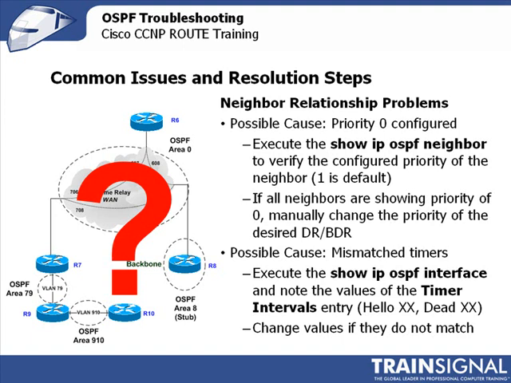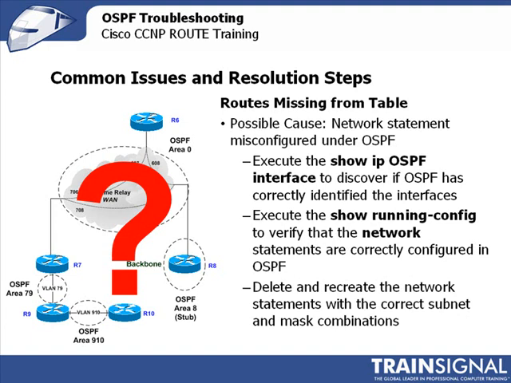IP OSPF timers. So aside from neighbor relationship problems, you can also run into expected routes being missing from the OSPF and IP routing tables. The first thing that you can do is make sure, cause number 1, that network commands have been correctly configured. Use show IP OSPF interface. See if all the expected interfaces are part of the process. You can also use show running configuration to actually look at the specific neighbor commands, make sure the masks are correct, make sure the IP address is correct, and delete and recreate the network statements if they're not there.